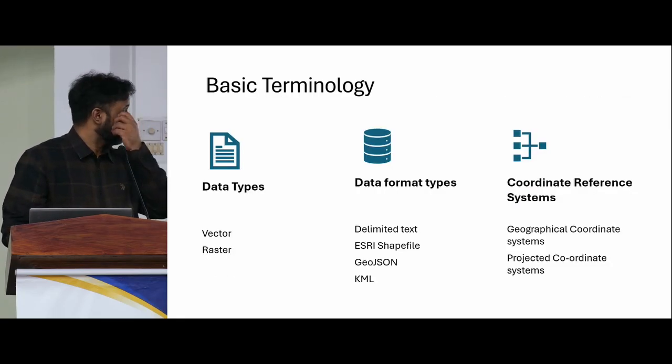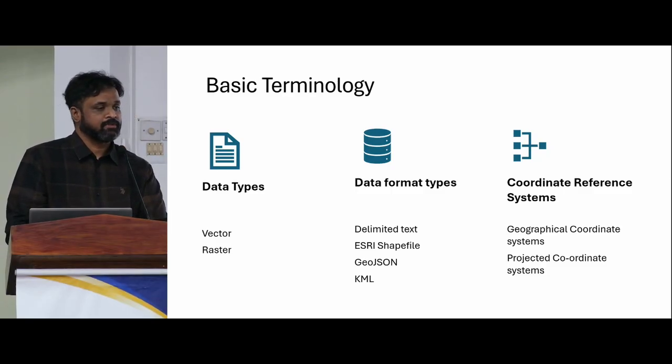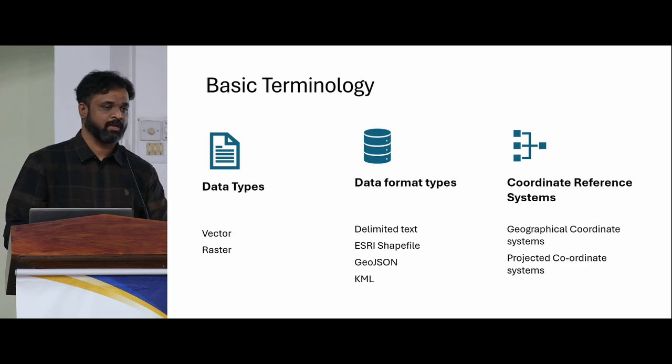So I'll just go over what we will do quickly for this. We'll go over the various different types of information, what kind of formats they will be available in, and coordinate reference systems. So this is just the basic terminology for GIS. If there are any doubts, please stop me at any time. I'll try and explain things as best as I can.